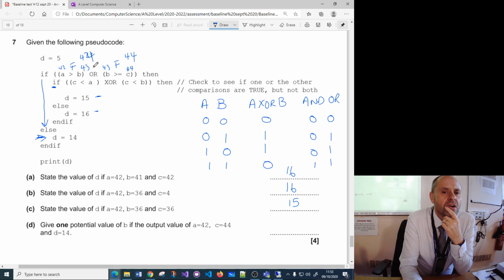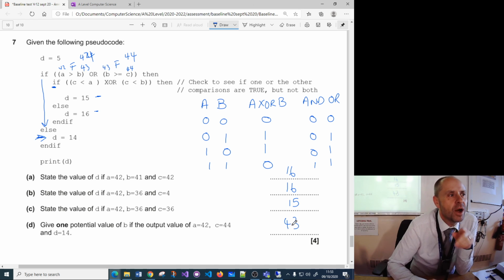Right, so we've got A, so 42 is greater than 43. No. 43 is greater than or equal to 44. That's false. Yeah? So we got two falses. The only way we could get to that. So it had to be 43.